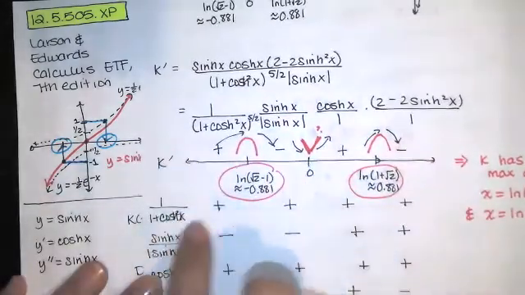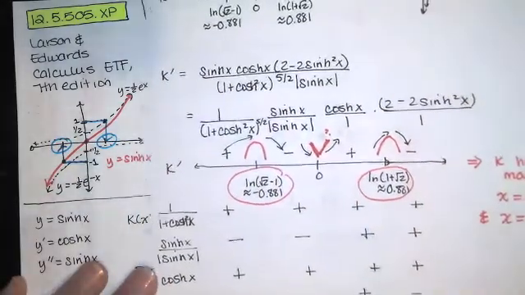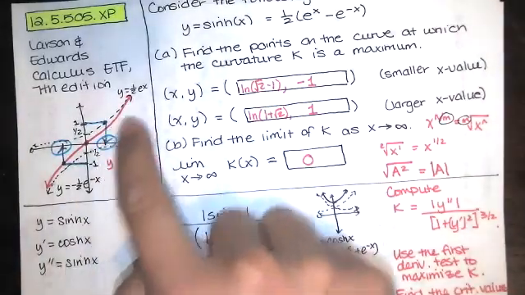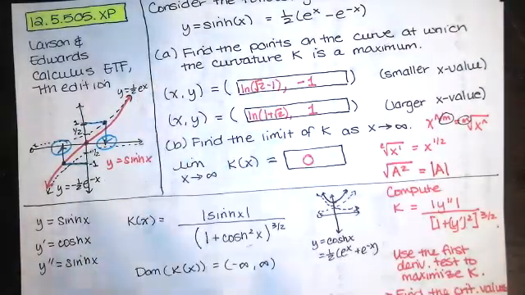So yeah, all of this, all that we've done has a physical meaning. Curvature is maximized here and here, and as x goes to infinity, that curvature is approaching 0, which means it's going to be really flat. It's going to be almost like a line as x goes to infinity.